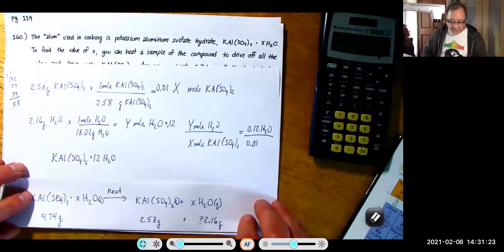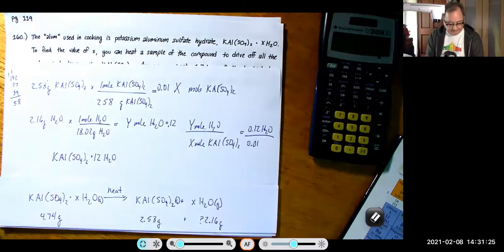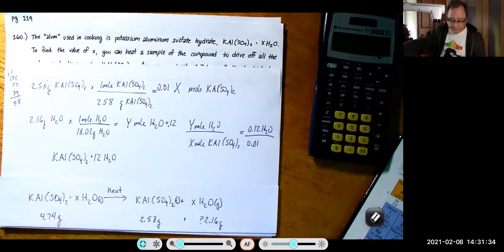So this is how you find the formula of a hydrate. And we're done. Any questions about this last one and why it's 12 to 1?